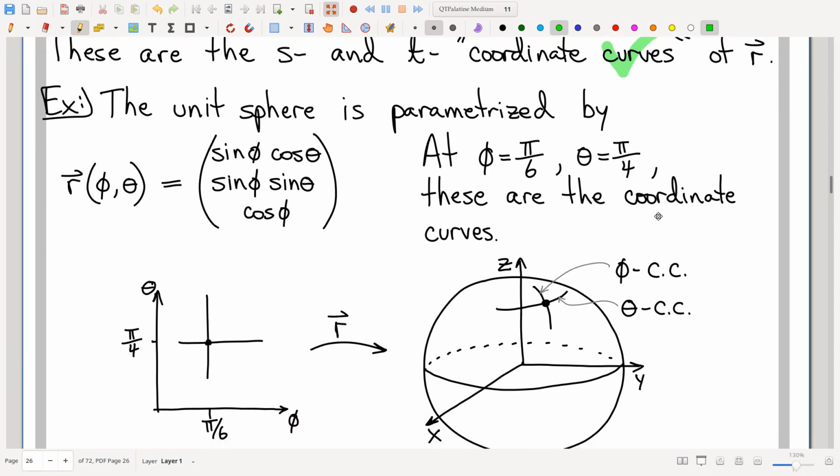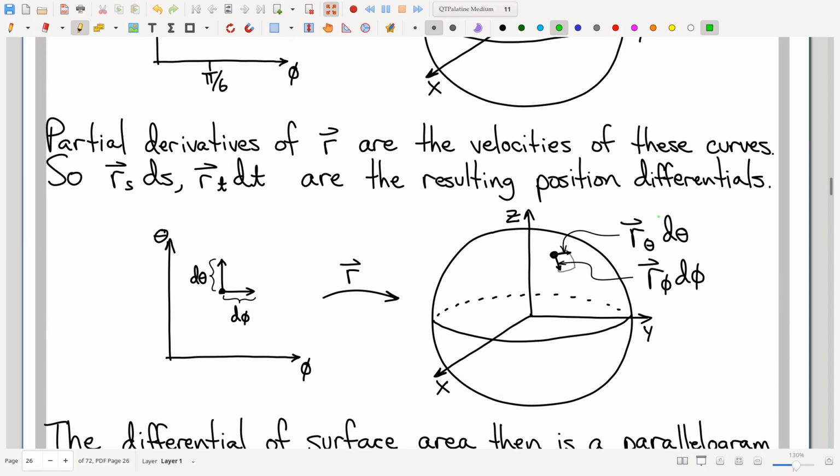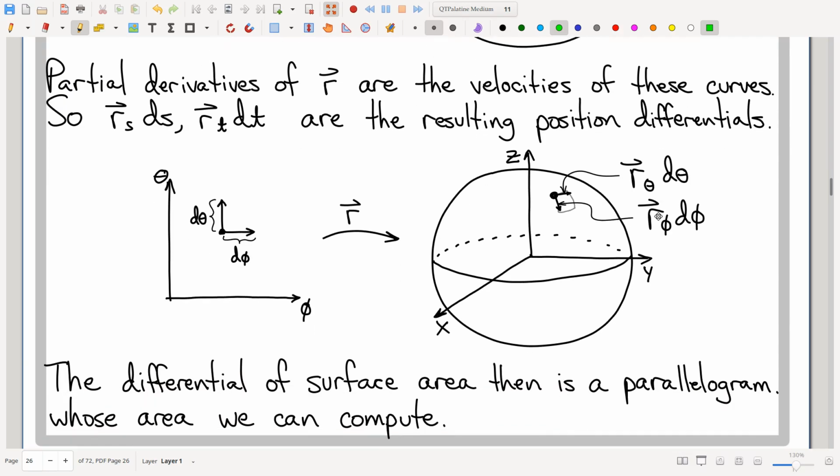Notice that this is just an example where I use phi and theta as my parameters instead of s and t, but that's just letters, right? It shouldn't be a big deal. I like this because it's geometrically relatable. We already have a good understanding of phi and theta on the sphere, so I think this makes it geometrically satisfying. And then a couple of little quickie observations about partial derivatives being velocities.